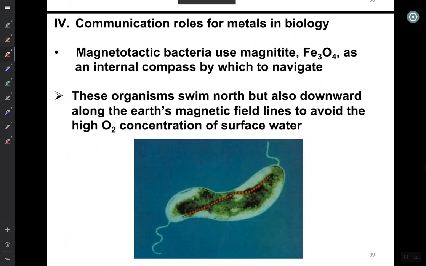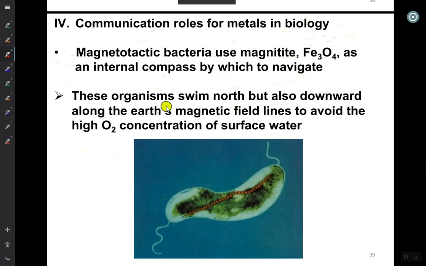Some metalloproteins, or I guess not necessarily proteins, but metals, can be used for communications in biology. A really neat example is these magnetotactic bacteria. It uses magnetite, which is Fe3O4, as an internal compass by which to navigate. So this is pretty interesting to me.